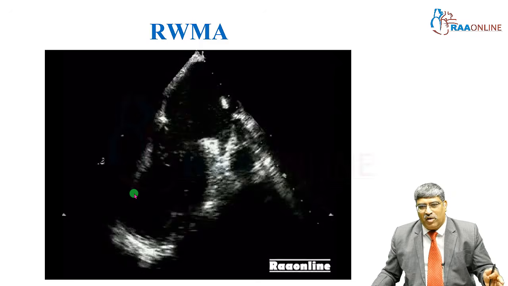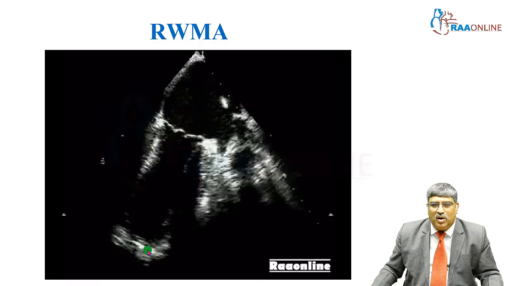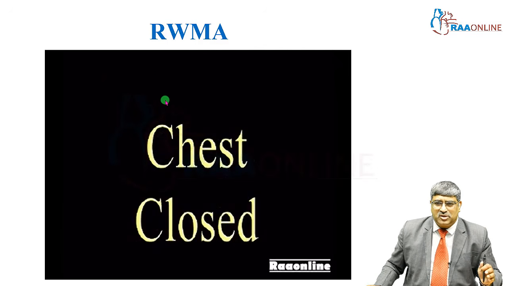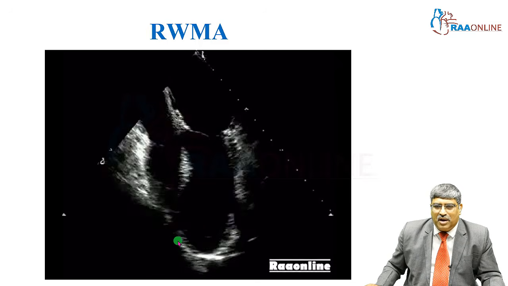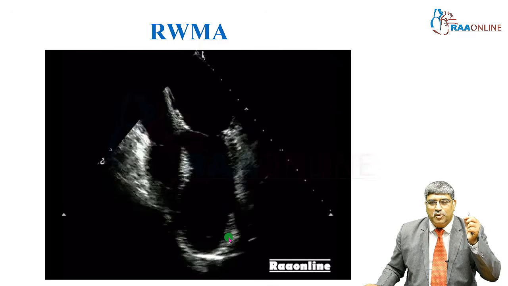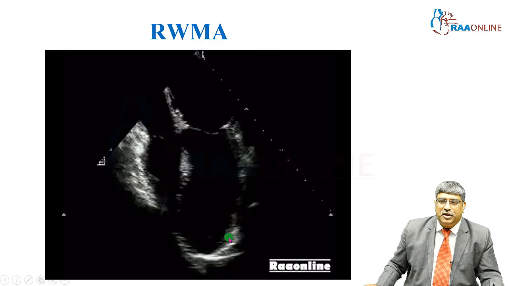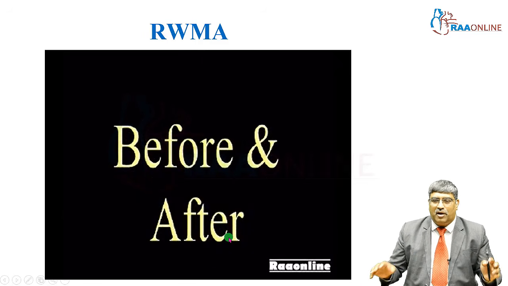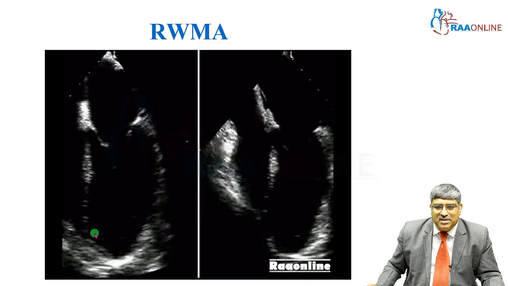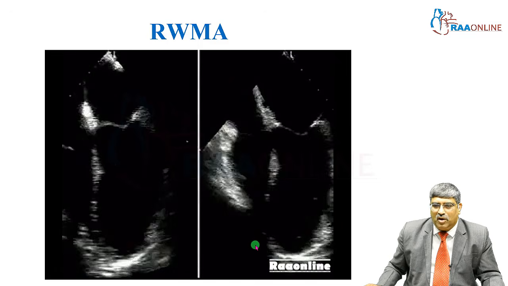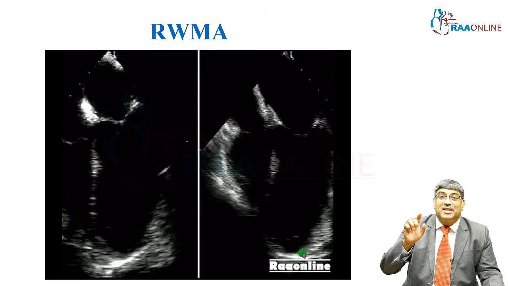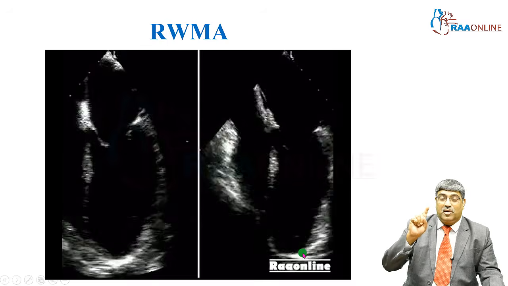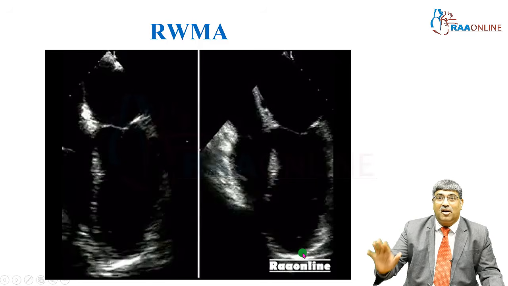Initially it was moving normally, then there was a new onset apical abnormality. The chest was closed, and you can see the apical part not moving at all, which was moving normally earlier. If you compare the before and after movement, here you can see the apical part moving normally, here the apical part is not moving at all. This type of new onset regional motion abnormality in the perioperative period always indicates ischemia.